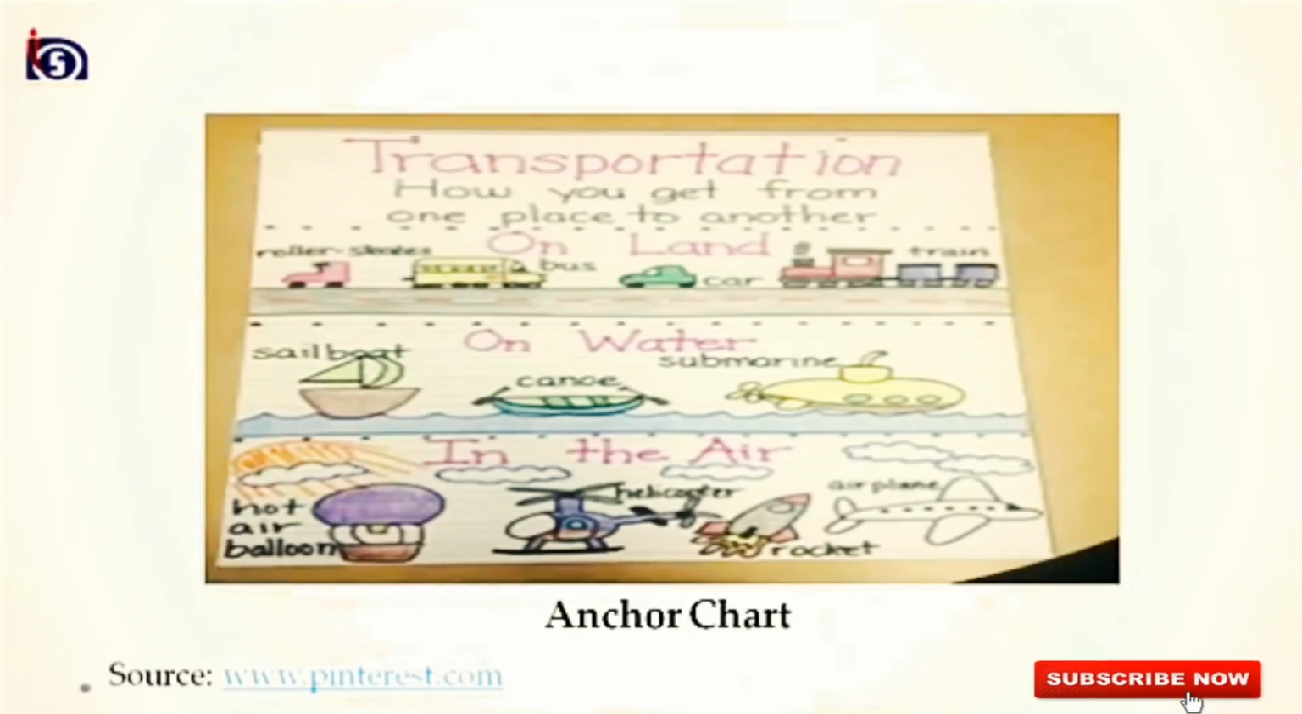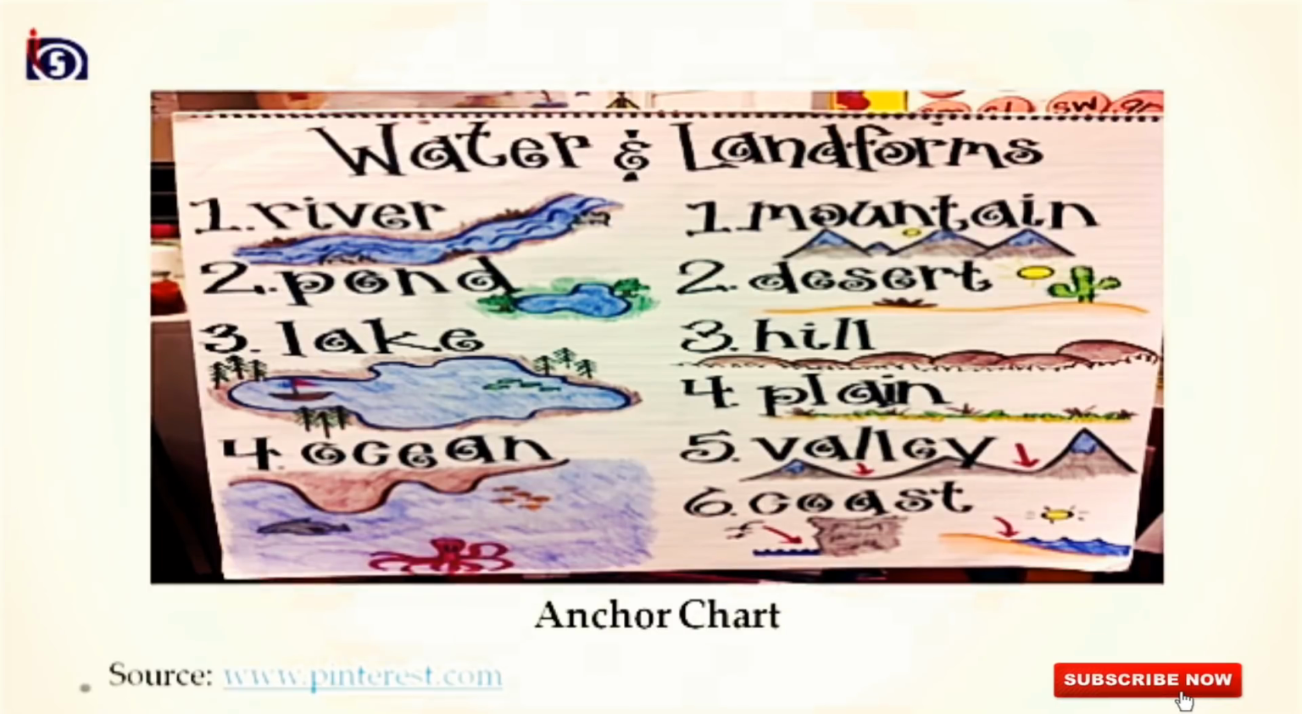Now, I am going to show you some examples of charts of different natures. First, we have on screen the anchor chart. In this anchor chart, we are showing the modes of transportation which are there on land, in water and in the air. This is the simplest chart which your students can also prepare and you can also prepare. Now, coming to another form of anchor chart, in which we have shown water forms and land forms. In water forms there are rivers, ponds, lakes, oceans, and in land forms we have mountain, desert, hill, plain, valley, coastal areas, etc.